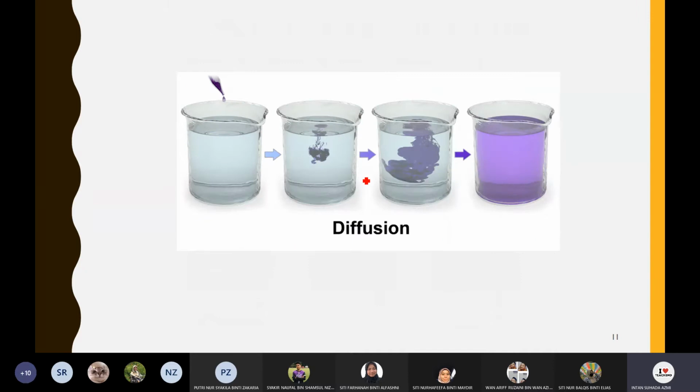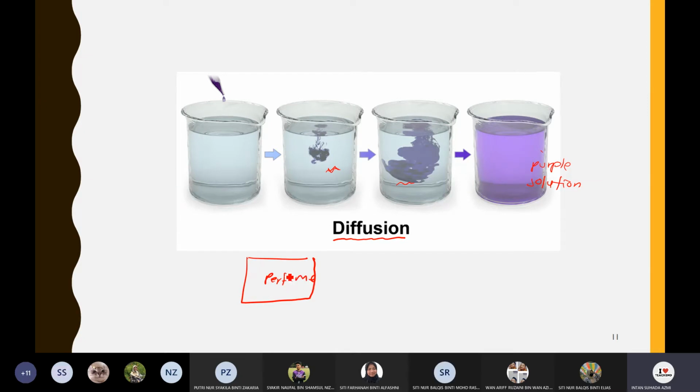Okay. I think this is a simple illustration for you to understand what is diffusion. As you can see, when we drop the crystal violet, or simple I say purple dye, it will diffuse in the solution slowly and slowly, then it will become purple solution. So that is what we call as diffusion. Another example is, let's say in one room, I spray a perfume.